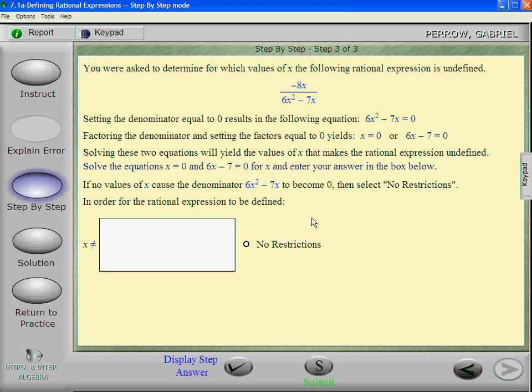And with each one set equal to 0, when you solve, the first one is 0. There's nothing to say further than that, because x is already by itself. The second one gives us, if we add 7 to both sides, divide both sides by 6, you're going to get a fraction. Then let me type that in. There we go. You're going to get 7 over 6.